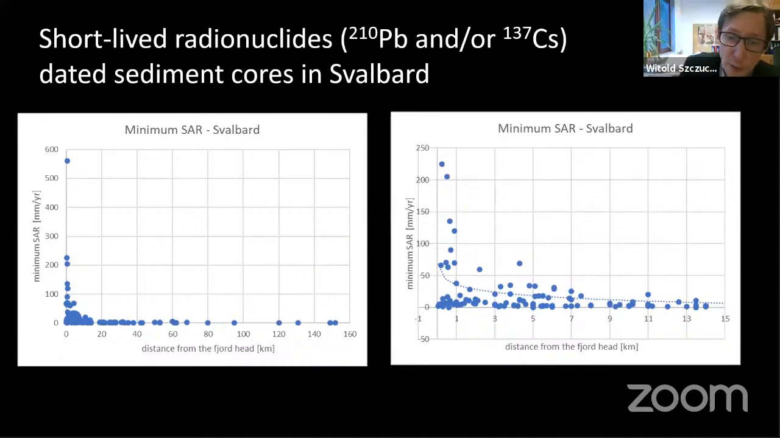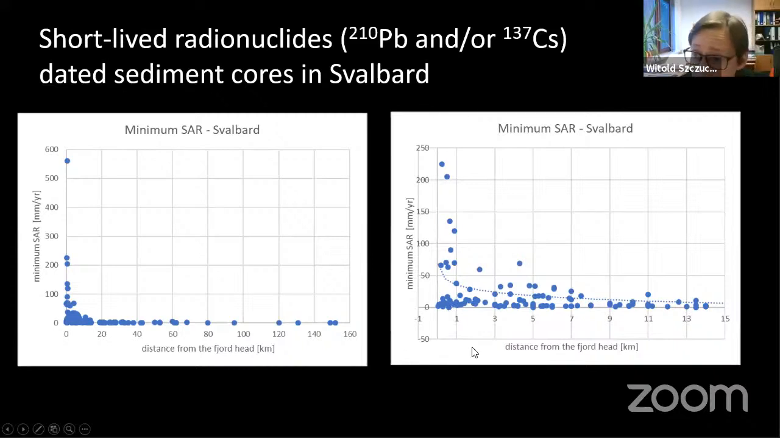So if we would like to combine everything together, here you got the data from almost 200 data points all over Svalbard. It's quite clear that if we focus on the central and outer part of the fjords, we talk about accumulation rates which are in the order of a few millimeters per year.